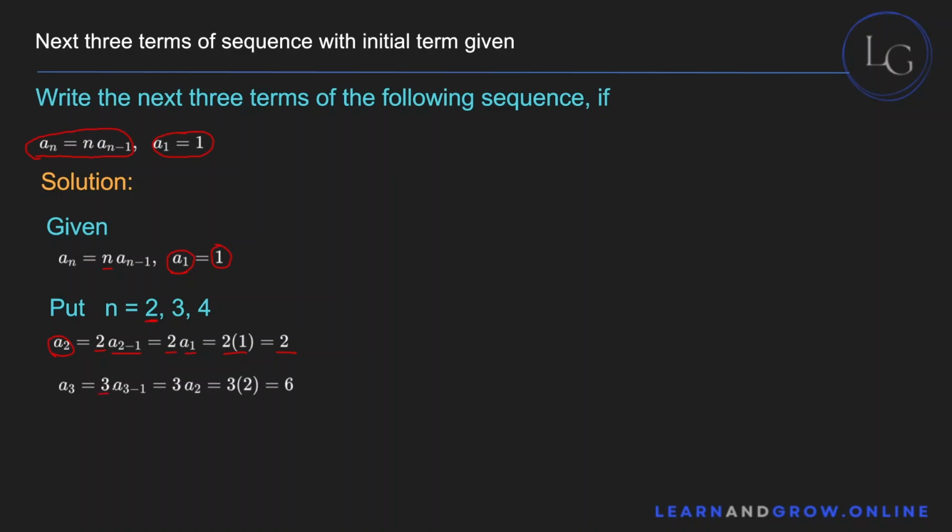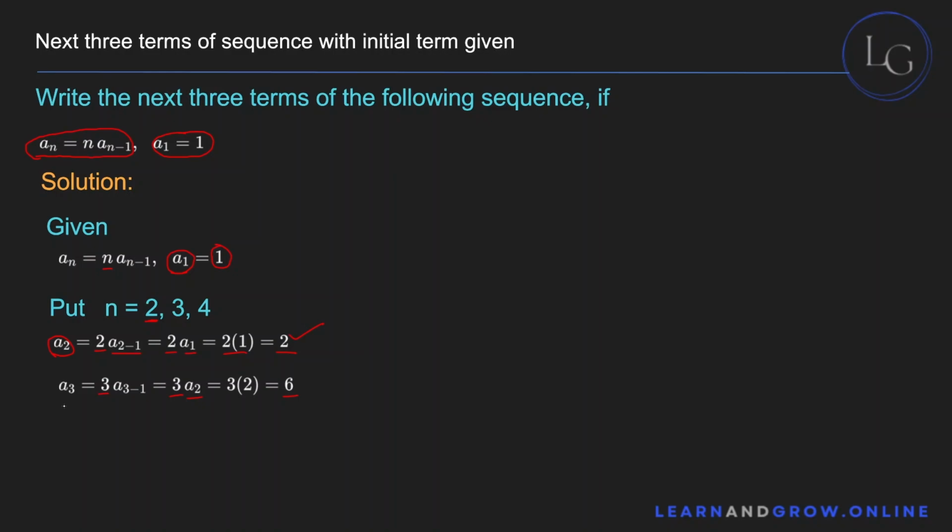Now when we put in the formula for a3, a3 is equal to 3 a(3 minus 1), since it's n a(n minus 1). And a(3 minus 1) is obviously equal to a2. So it's 3 a2. We already found the value of a2 before, which was 2. When we plug in that 2 in place of a2, 3 into 2, we have 6.